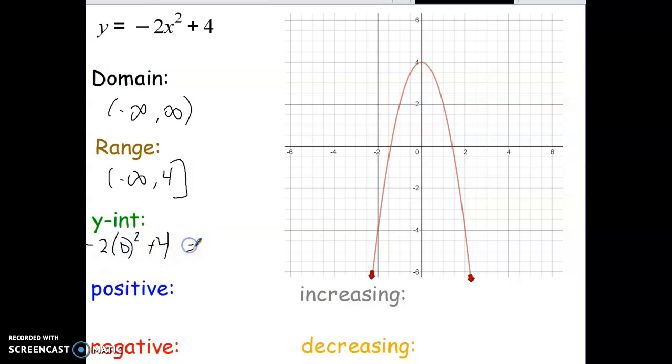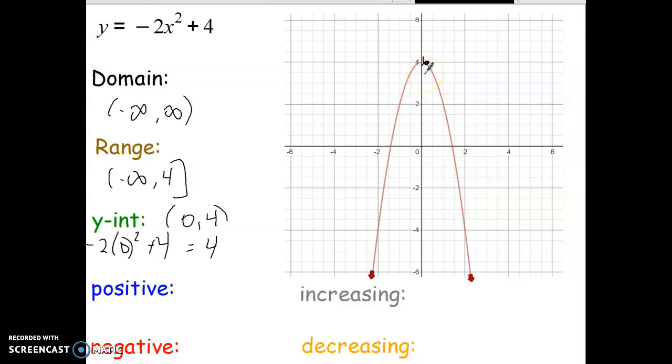And I'm going to end up, if I put that in my calculator, with a 4. So my y-intercept is the point (0, 4), which you can see right here. All right, positive. Where is the graph positive? Well, it's positive above the x-axis. So to know where it's positive or negative, I need the x-intercepts.